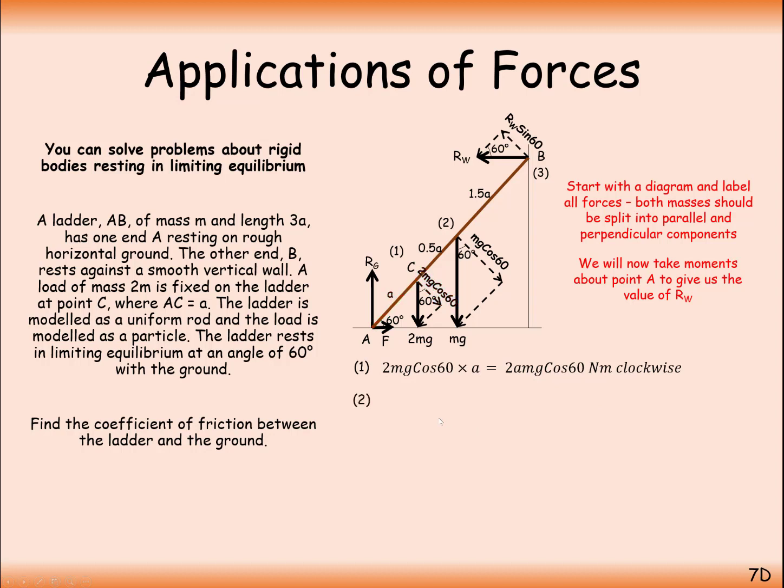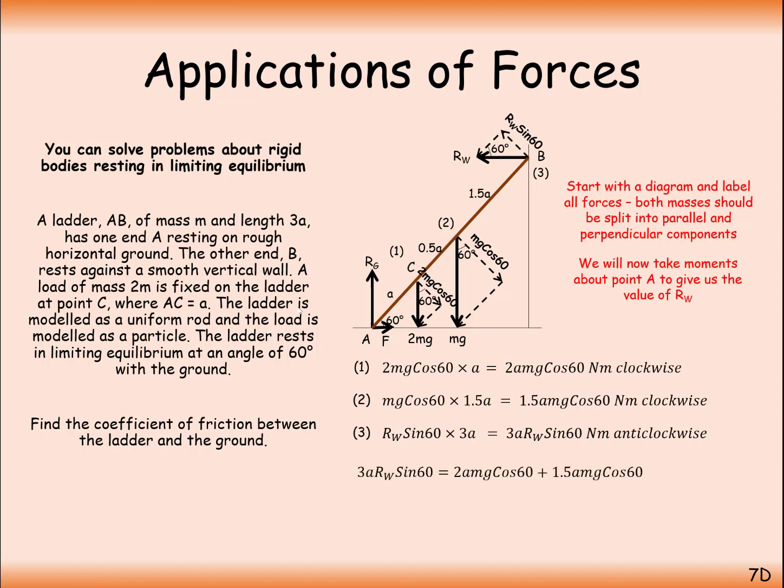Our second moment, now be careful, that's A plus 0.5A. So that's mg cos 60 times 1.5A. And we have that clockwise because that's going round in the clock. Now we've got our third one, and that's going anti-clockwise. That's why it's easier to split it up. I prefer doing it like this, arguably. And we know the clockwise is going to equal the anti-clockwise.